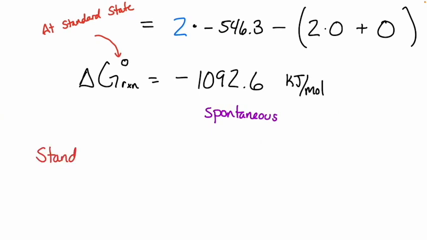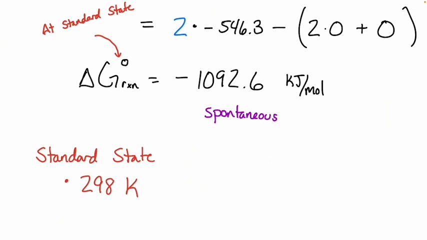All right, standard state is a specific set of conditions. In particular, it's a temperature of 298 Kelvin. So this delta G value that we just got here was at a particular temperature. The delta G will depend on temperature, as we saw in our equation.